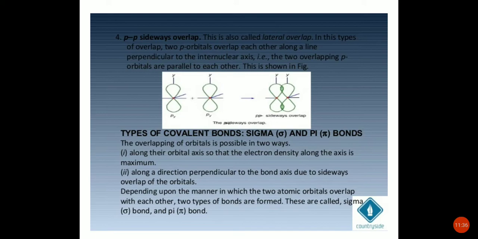So pp sideways overlap is called lateral overlap or sideways overlapping. In this type of overlap, two p orbitals overlap each other along a line perpendicular to the internuclear axis. That means the overlapping is perpendicular to the internuclear axis. That is, the two overlapping p orbitals are parallel to each other.